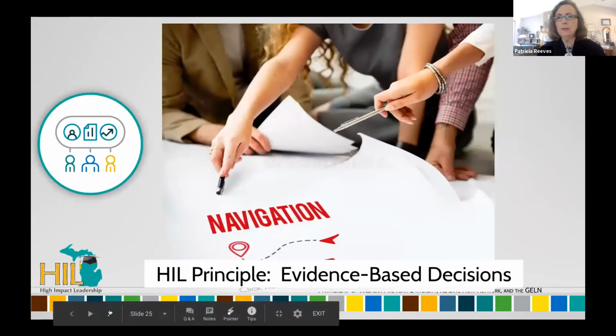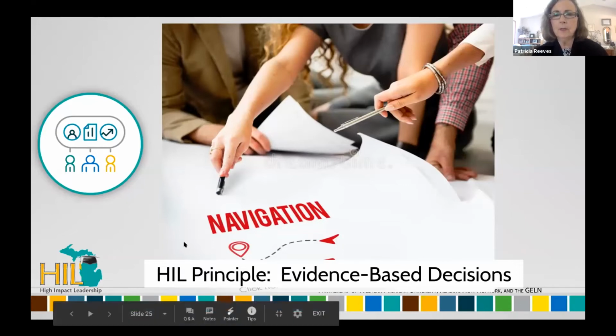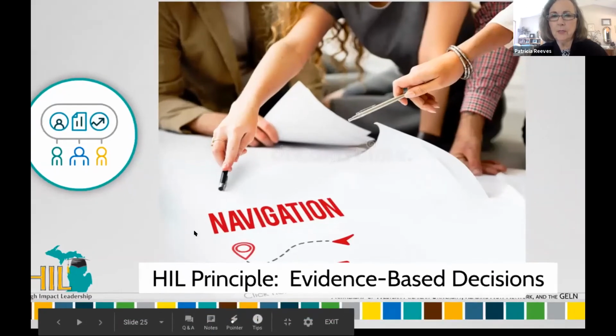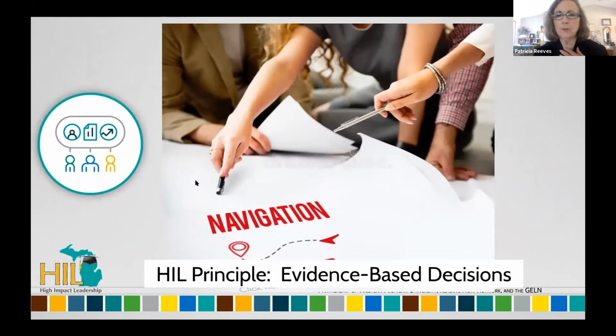So with collective ownership, then we can really come to the next part of our HIL principles, the third principle, evidence-based decisions. So we've been working with evidence-based decisions for decades now. So what's different about the evidence-based decision-making approach within the HIL principles? The difference is that we really focus on actionable information in real time. And we use that information both to understand exactly where we are at any given point.